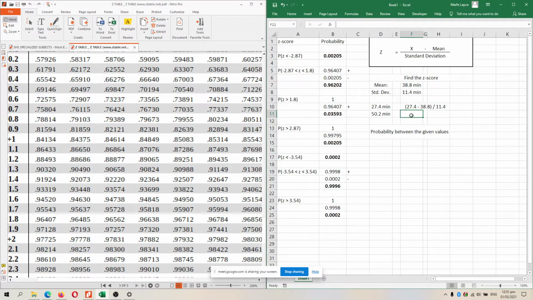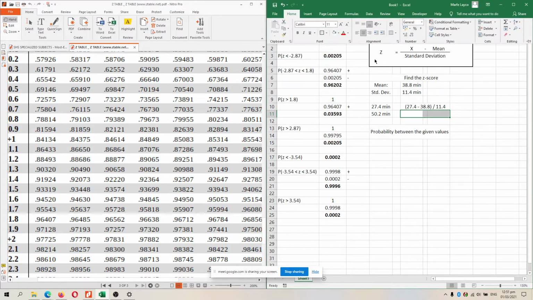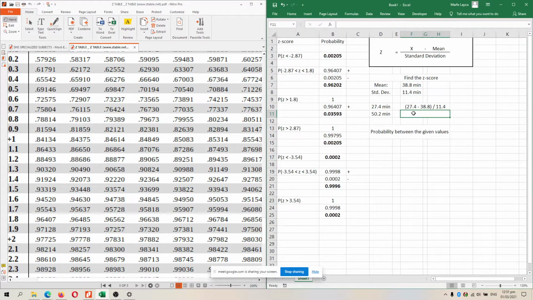Yung formula natin. Ganon din dito. So, ganon din ang gawin natin. We have 50.2 minus 38.8. Ano yung 38.8? Yan yung mean natin. Divided by standard deviation na 11.4. So, ano yung equivalent niyan? That is, kunin natin, 27.4 minus 38.8 divided by 11.4.